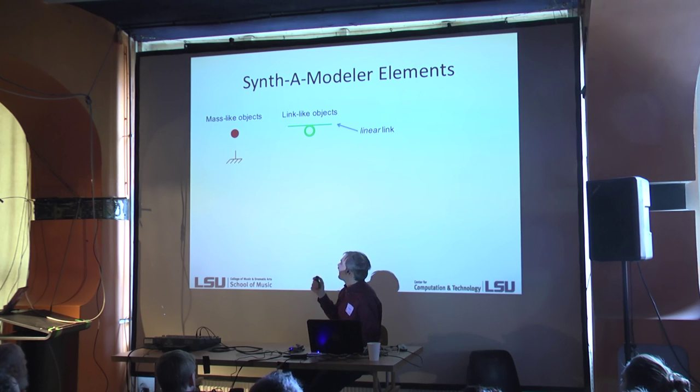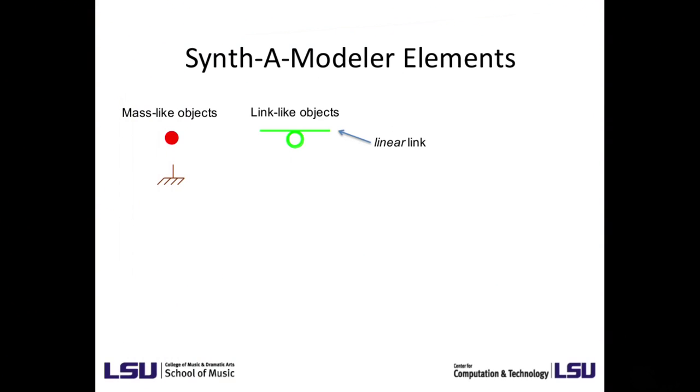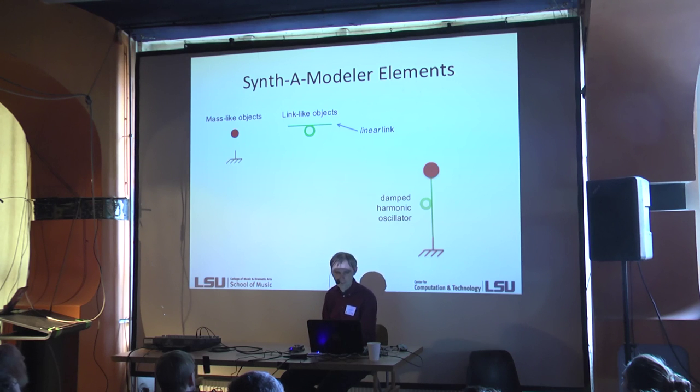And then you have to connect the mass-like objects together, which you can do using link-like objects. So a linear link simulates a spring, like the coils of a spring going into the page. So already using these objects, you can create a damped harmonic oscillator by connecting a ground through a link to a mass, which is maybe the most fundamental physical model. Anyway, it only resonates at one frequency. But it's very hard to play that using a device like this if there's no nonlinear interaction.